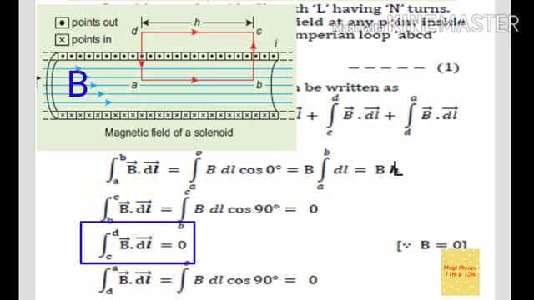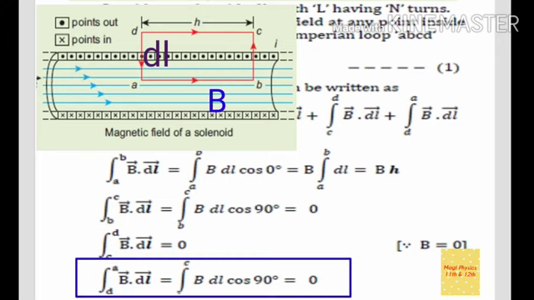And look at the third term. The third term, integral C to D B vector dot dl vector, is also equal to 0, because the portion CD of the Amperian loop is lying outside the solenoid. Usually the magnetic field outside the solenoid is taken to be 0, so this term automatically will become 0. And see the last term, integral D to A B vector dot dl vector, also becomes 0, because the DA portion is acting perpendicular to the direction of the magnetic field, so the angle between the B vector and the dl vector will become 90 degree. So cos 90 will become 0. Automatically this term will vanish.